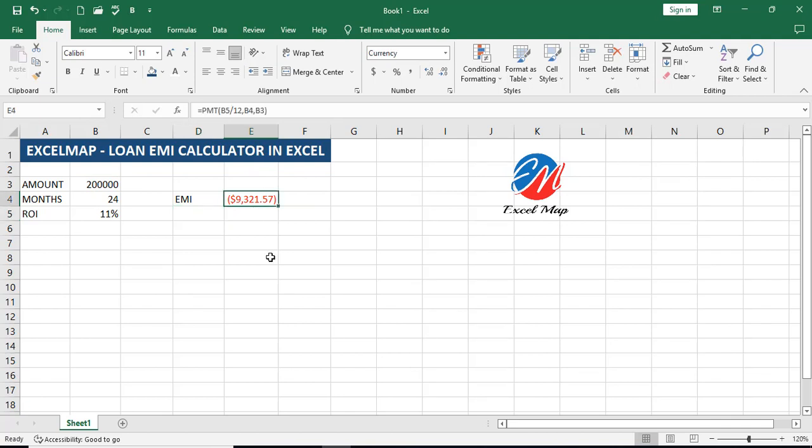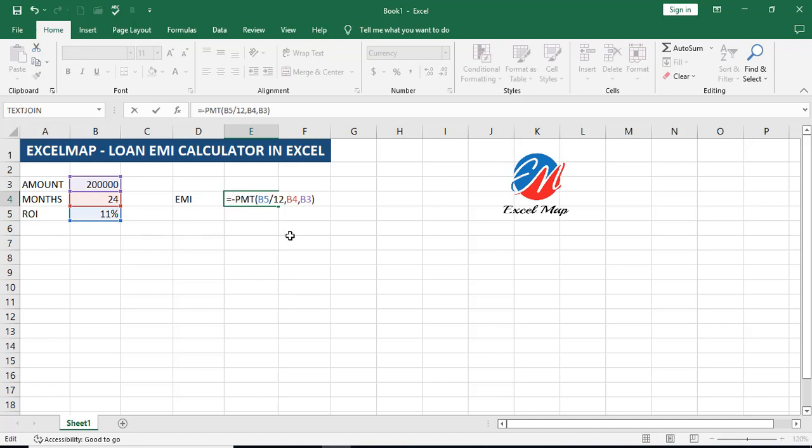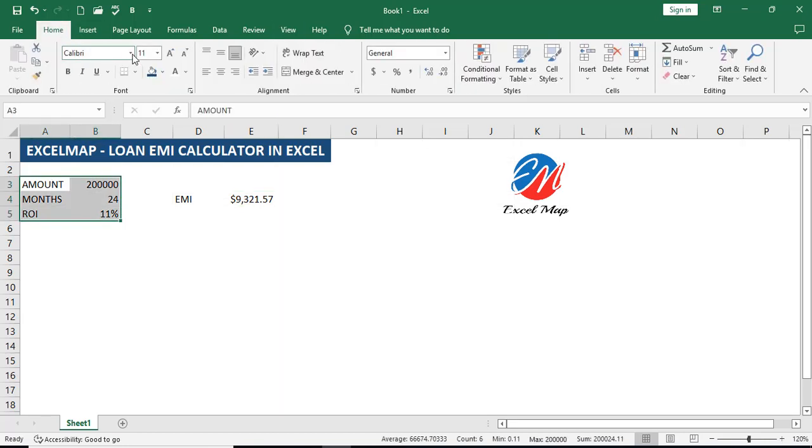Any function from financial always gives a negative value only, so we just give the minus sign at the start, minus of minus is plus. Now we'll get the positive value. So this is the amount every month we need to pay. That EMI amount is 9,321.57 for the 2 lakhs and 24 months, and the rate of interest is 11%. Now we'll apply the borders for this.